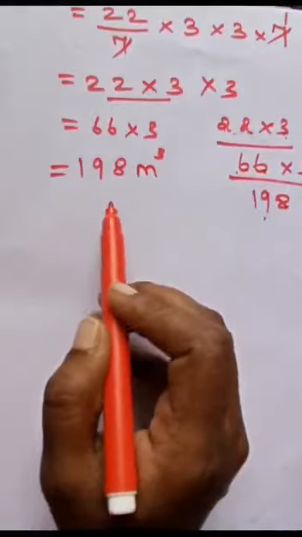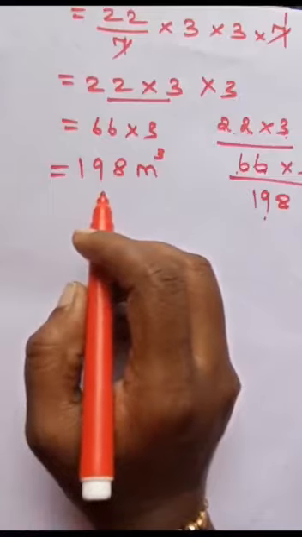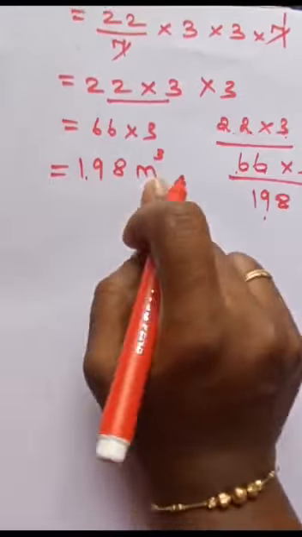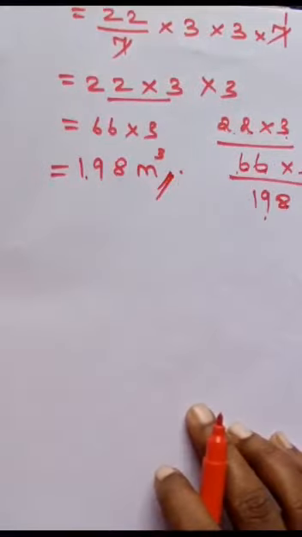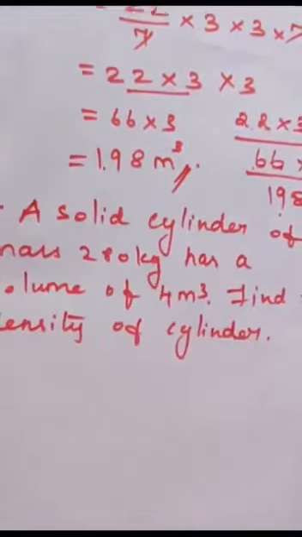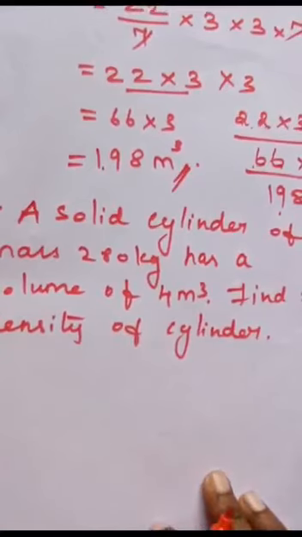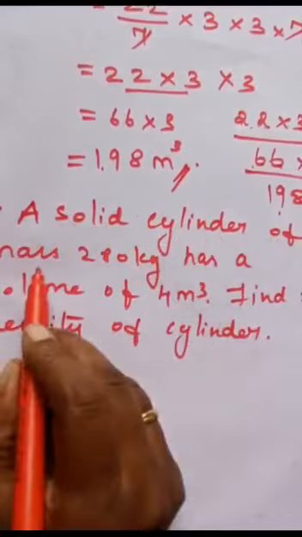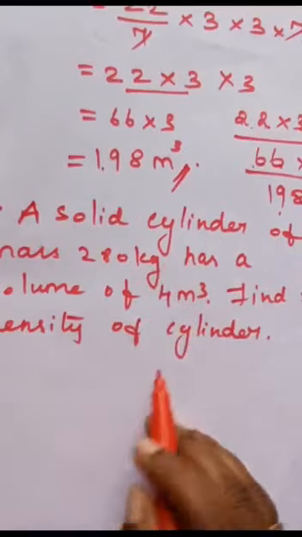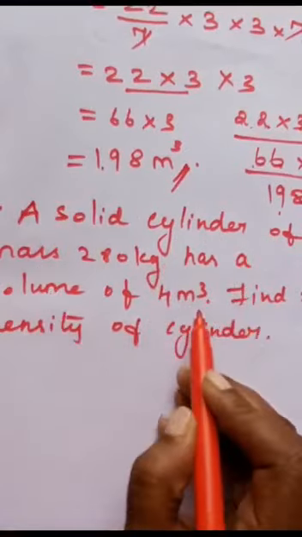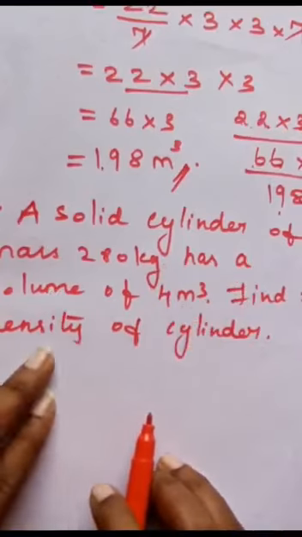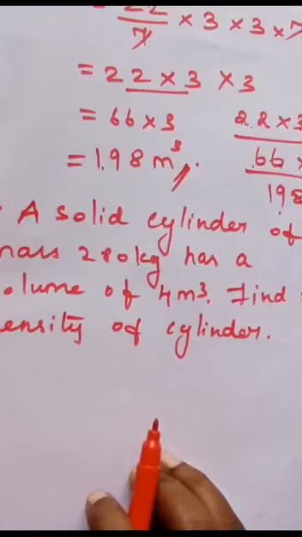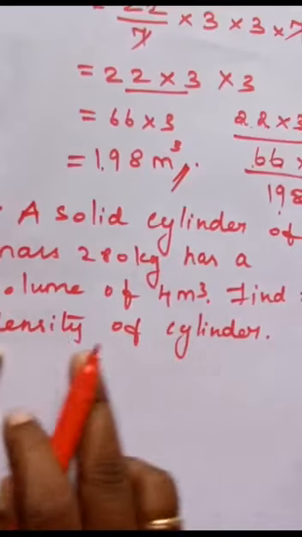So the final answer, that is volume of cylinder, is equal to, what is the answer? 198 meter cube, and this is our final answer. Okay, now fourth sum. A solid cylinder of mass 280 kg. It has volume 4 meter cube. So mass is given, volume is given. What are we going to find? Density. Very good. Find the density of cylinder.